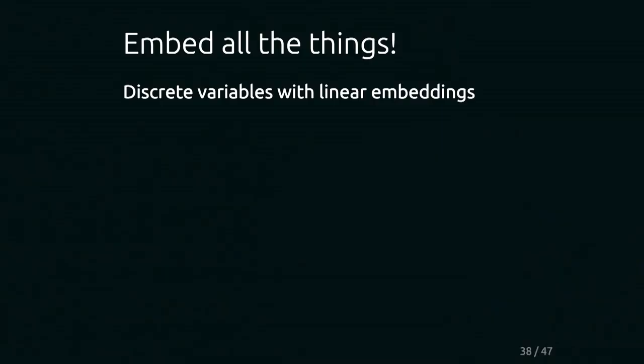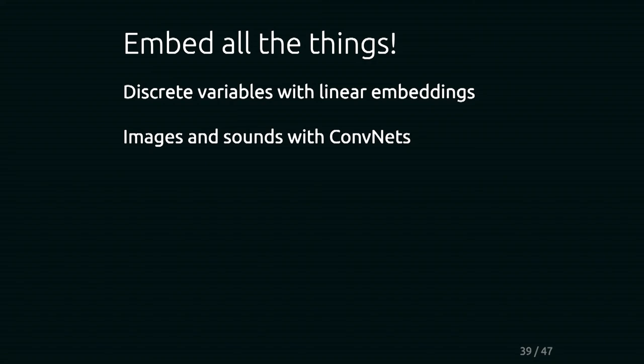It's heterogeneous. So it's a bit of the philosophy nowadays to embed all the things. Like discrete variables, you can use linear embeddings. Images and sounds, you can use convolutional neural network. Most of the time, in that case, you would like to use pre-trained convolutional networks, for instance, on the album covers or, as we've seen previously, on the pictures of locations if you sell travels and so on. Sounds might be useful for streaming, and actually they have experimented with that at Spotify. I don't know if it's in production or not.